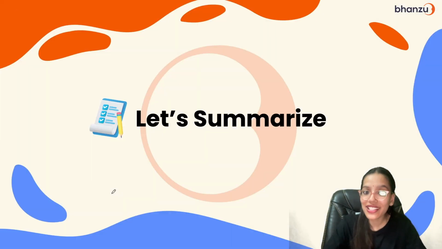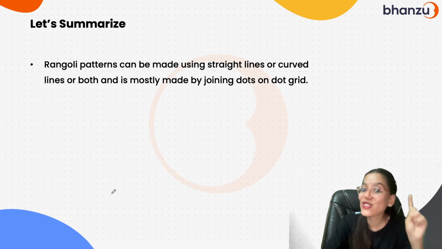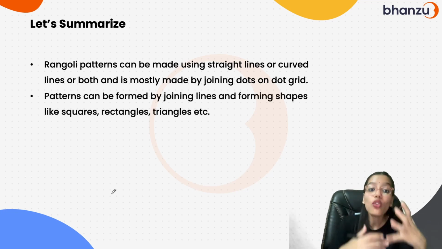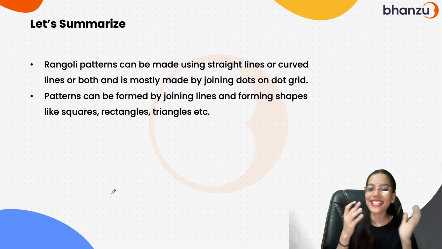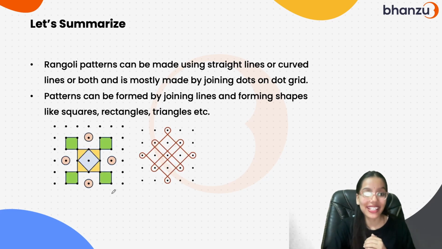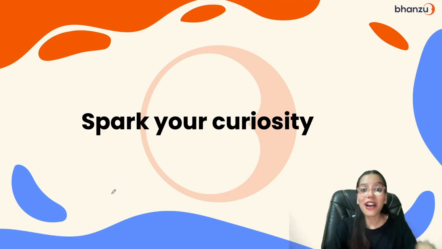So let us quickly summarize what we have done in today's session. We have understood what a rangoli is. Rangoli patterns can be made using straight lines, curved lines or both just by joining the dots on the dot grid. Not just that, we understood how a pattern can be formed using these lines, shapes like squares, rectangles and triangles.